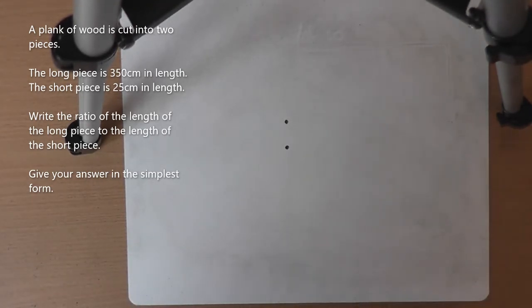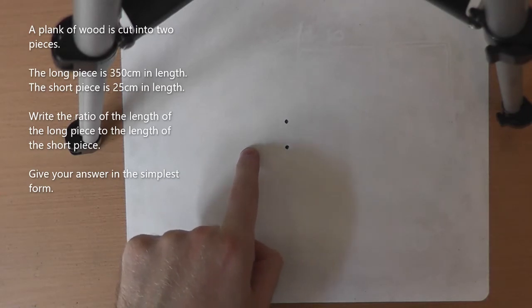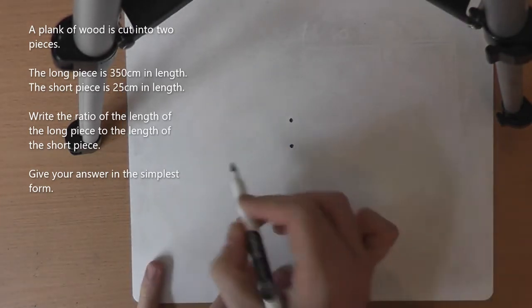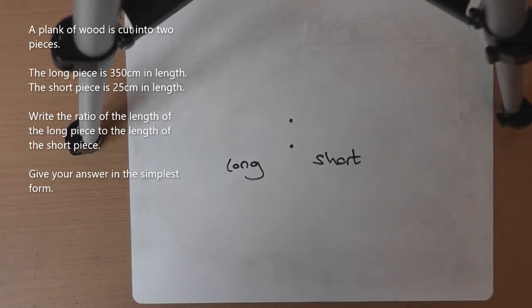And to do that, we find the single most important word in this question. And the single most important word in this question is the word "to", because "to" is the ratio dots. Whatever comes just before the word "to" goes on this side, and whatever comes just after the word "to" goes on this side. So find that word "to": write the ratio of the length of the long piece to the length of the short piece. So on this side, the length of the long piece, to the length of the short piece. Long to short.